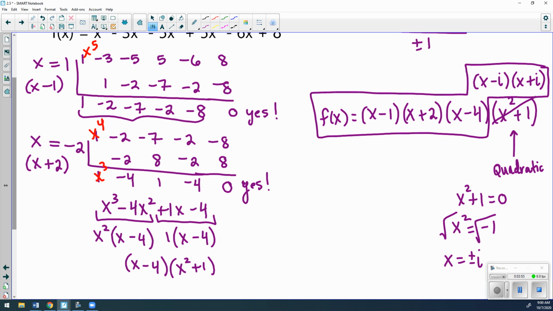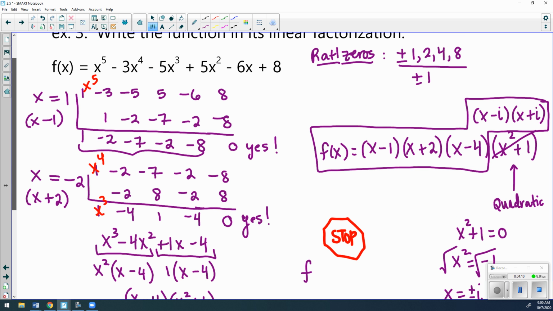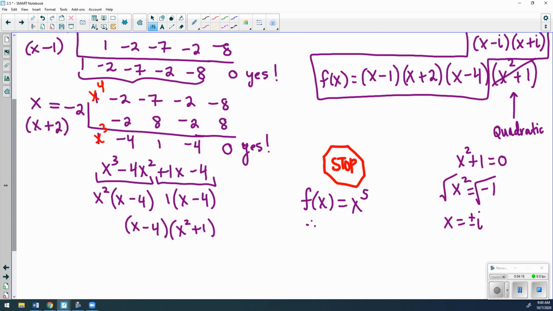So stop a minute. I'm going to draw a little octagon. Stop signs are octagons. Stop. Let's go back and talk about what we were supposed to end up with. What did we know for sure? We had f of x equals x to the 5th power. So you know what that means? We needed 5 real and complex zeros. Did we end up with 5 real and complex zeros? We did. 1, 2, 3, 4, 5. All right, we're done with that example. Let's go on to the next one.